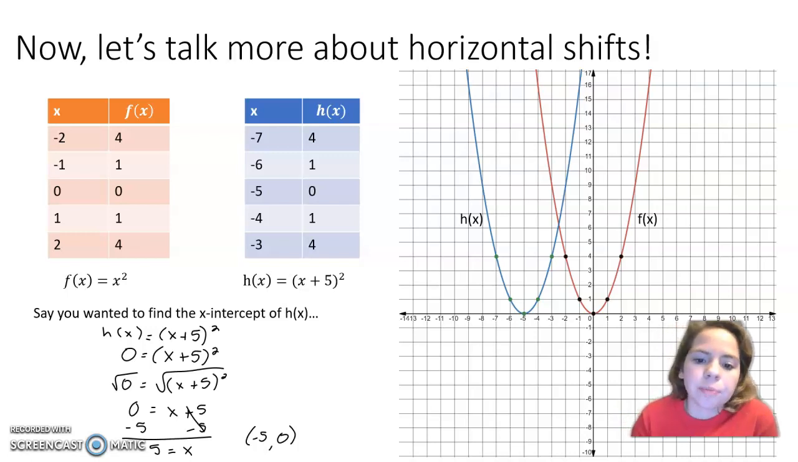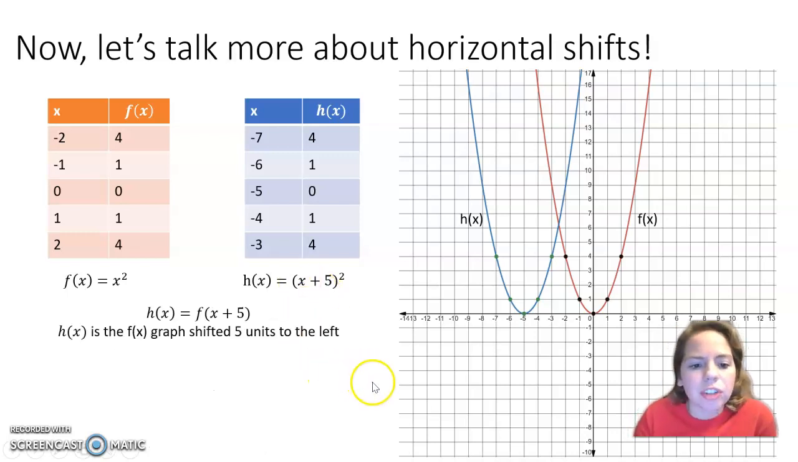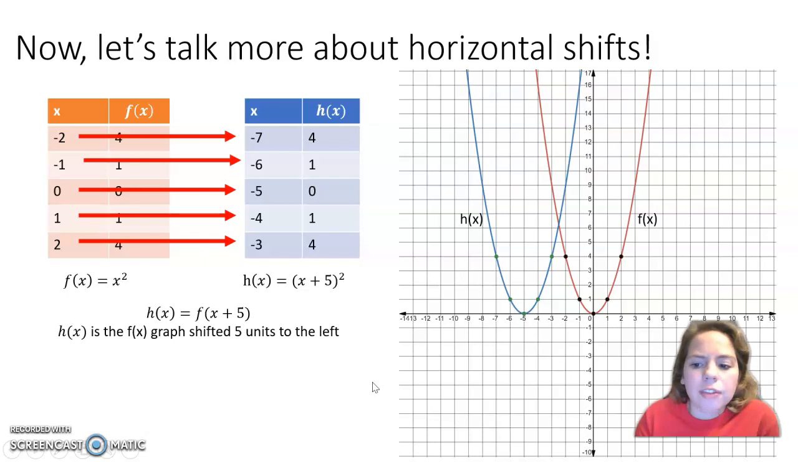I also want to draw your attention to the fact that the plus 5 is in the parentheses by the x. So that plus 5 is specifically affecting the x values. And that's part of the reason when we look at the equations that we know it's a horizontal shift, because the plus 5 is right in there, in the parentheses with the x value. So we know that our x values are being affected. So then, of course, we're shifting along the x-axis, which would be a horizontal shift instead of a vertical shift.